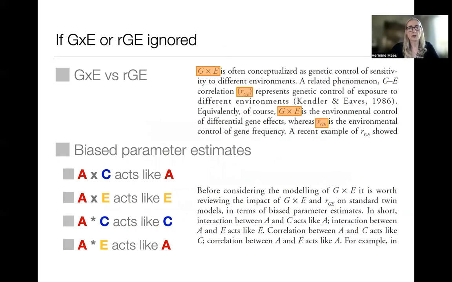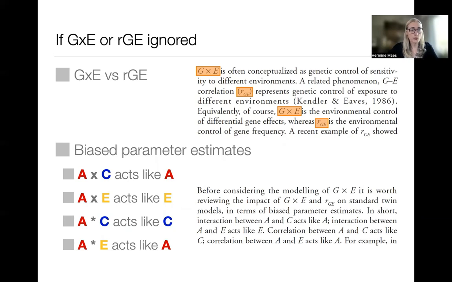Shaun also spells out the definitions, again, very clearly, where genotype by environment interaction, or G times E, is conceptualized either as the genetic control of sensitivity to different environments or environmental control of differential gene effects, where RGE, or the correlation between genes and environment, represents the genetic control of exposure to different environments or the environmental control of gene frequency. He also points out that if these effects exist but are not included in the model, we end up with biased parameter estimates of the A, C, and E variance.